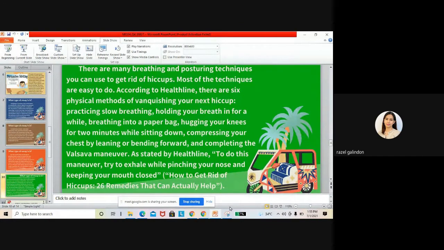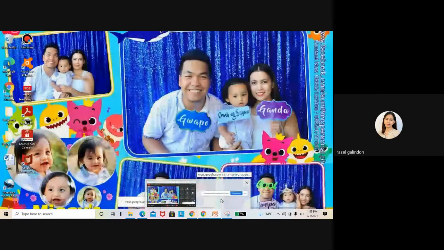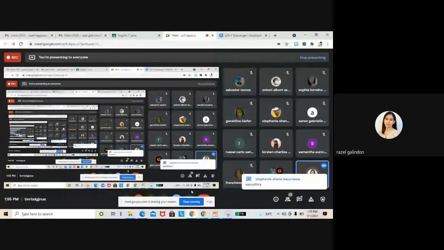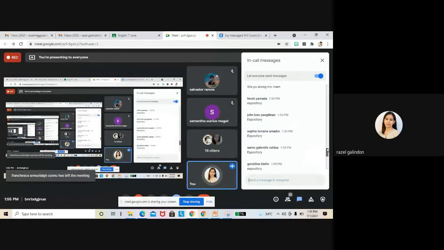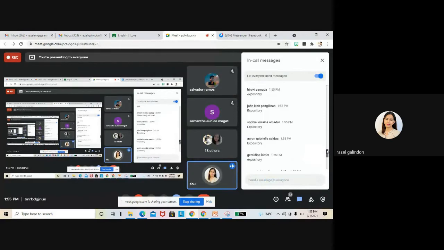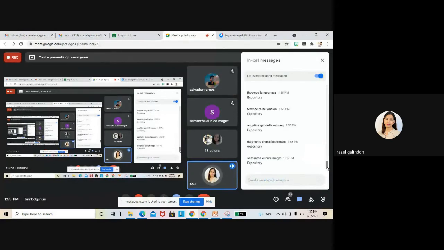Okay. So, medyo nag-struggle yung microphone ni Sam, no? Pero we understood, Sam. Thank you so much, Samantha. So, this is an example of... Okay, very good. I can see that all of you answered expository. Okay, that is correct. This is an example of expository essay.